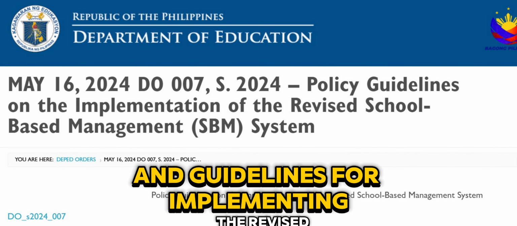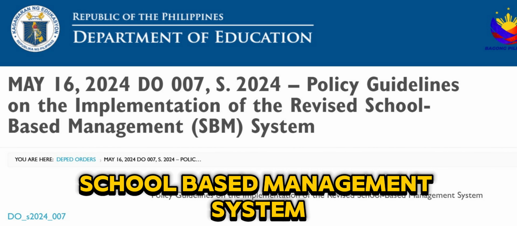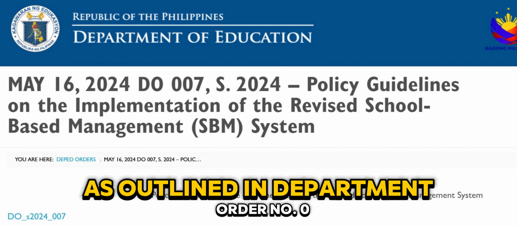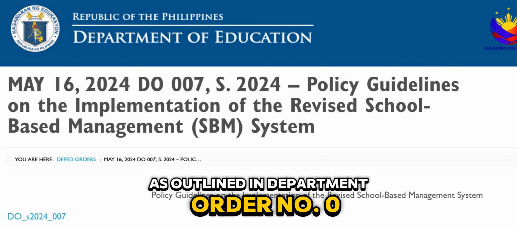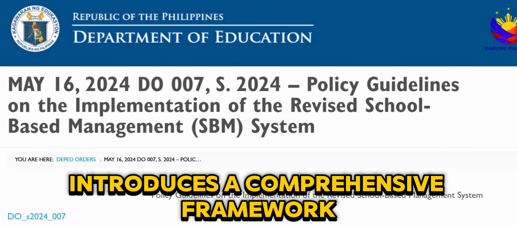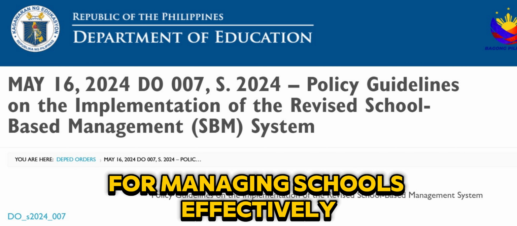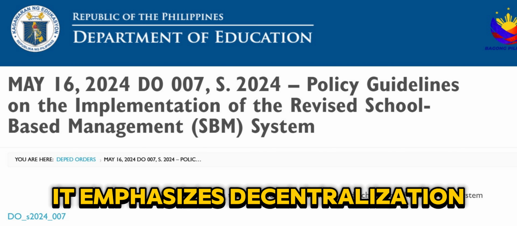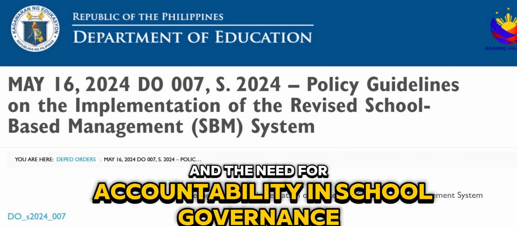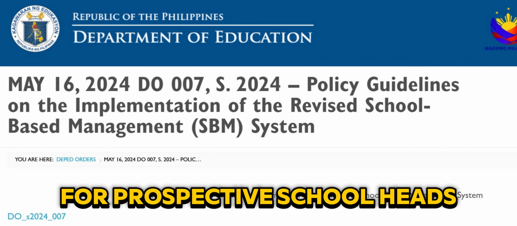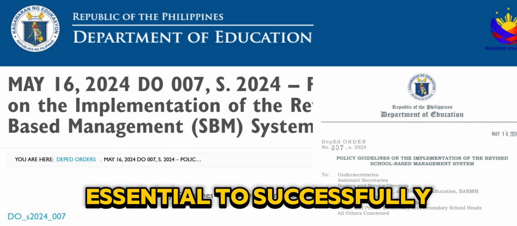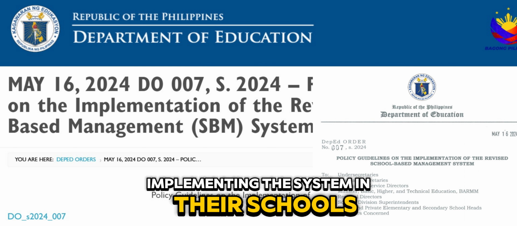Clear procedures and guidelines for implementing the revised school-based management system. The revised school-based management system, as outlined in Department Order Number 007, Series of 2024, introduces a comprehensive framework for managing schools effectively. It emphasizes decentralization, stakeholder participation, and the need for accountability in school governance. For prospective school heads, understanding and applying these guidelines is essential to successfully implementing the system in their schools.